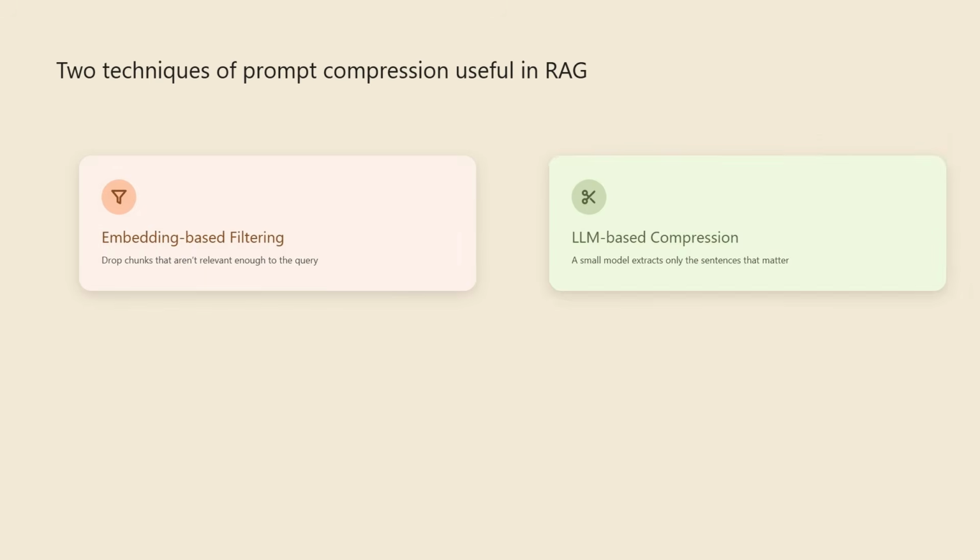Now, let's explore two popular prompt compression techniques used in RAG. The first is embedding-based filtering, which removes irrelevant chunks. The second is LLM-based compression, where a smaller language model or cheaper model extracts only the information needed before passing it to the larger model.